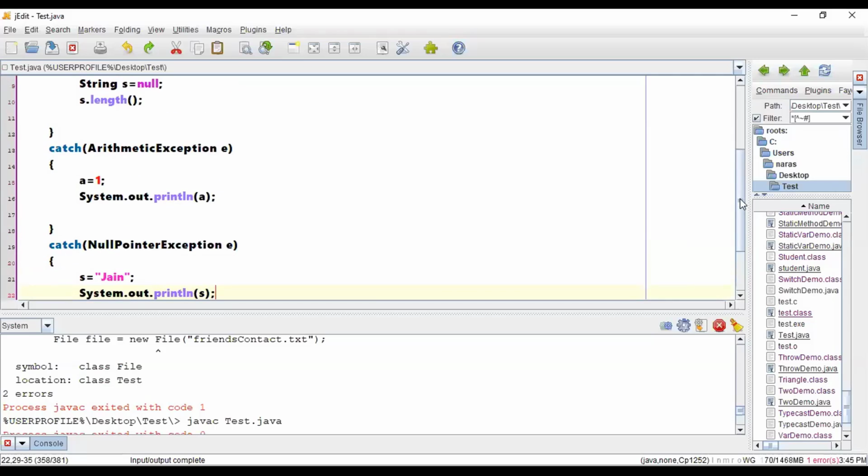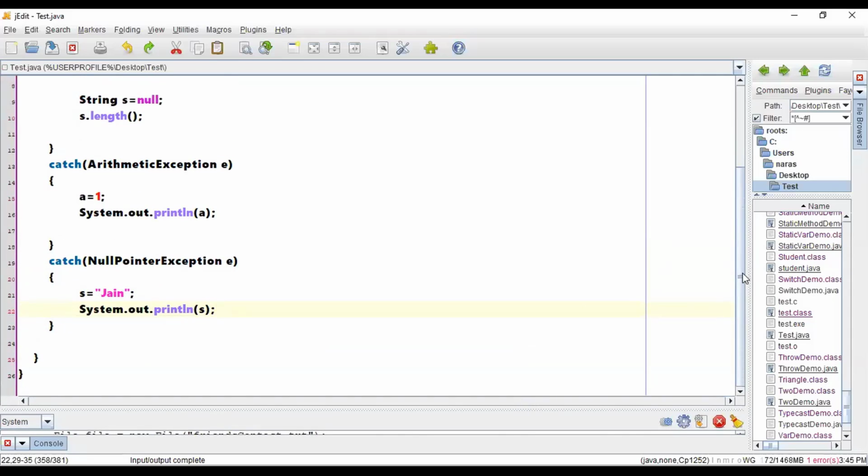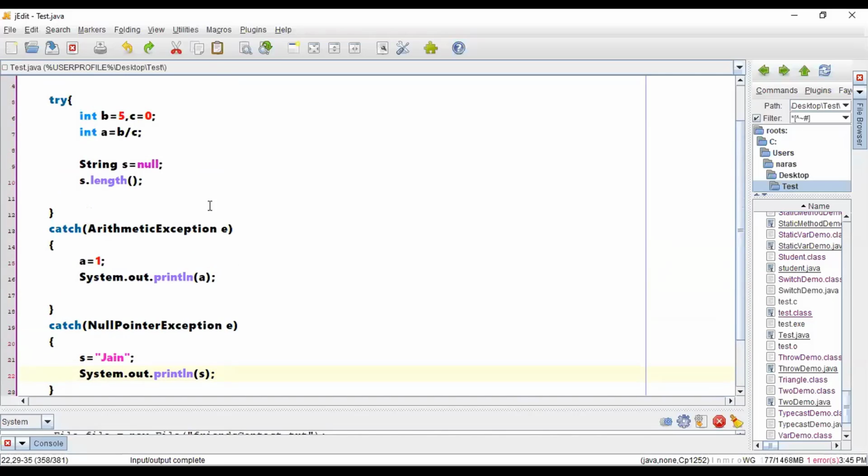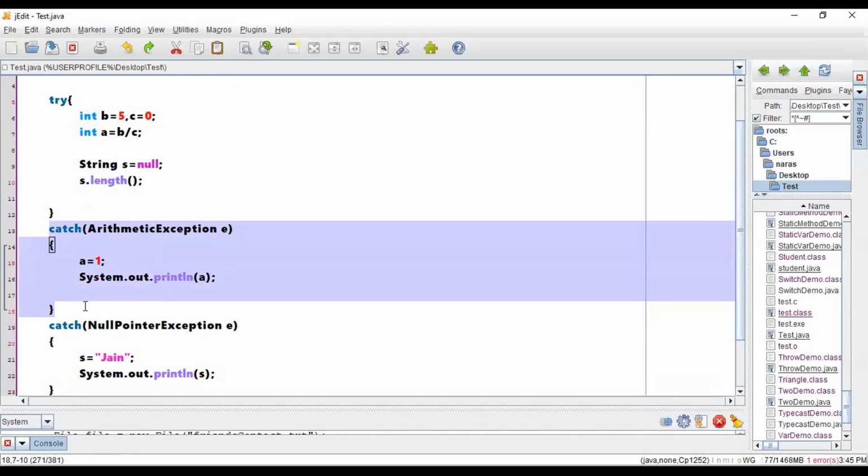Now, what will be the output of the program if I execute this one? As the arithmetic exception will be raised first, this particular catch block will catch it and this particular output I will be getting.